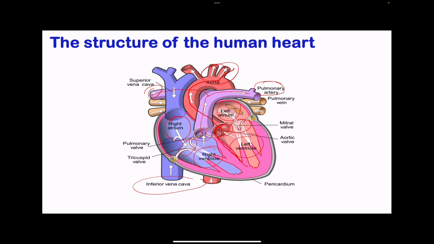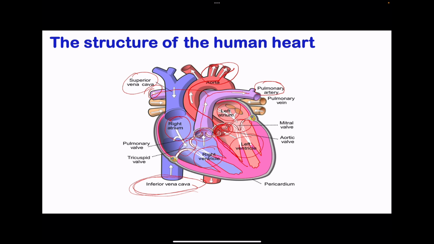It's broken down into the inferior as well as the superior. The superior leads blood from the head as well as the arms towards the right atrium, and the inferior vena cava leads blood from the rest of the body, meaning the lower part of the body, into the heart.